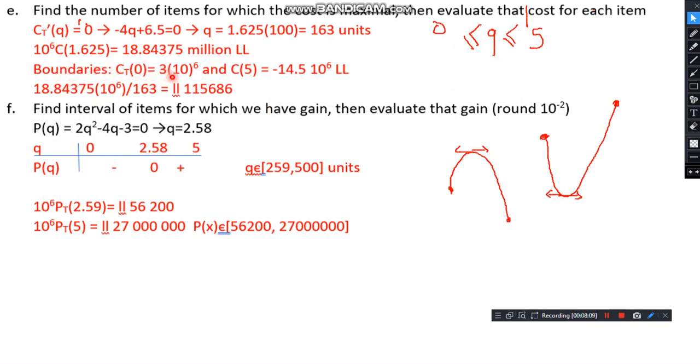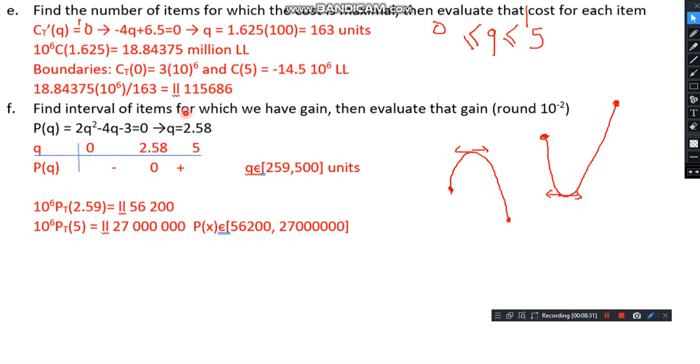Now I do the boundaries, setting the boundaries between 0 and 5. I do C of 0, it's 3 million. C of 5 is a loss, minus 14 million. So the maximum certainly is 18.84375 million, and this is for 163 units. And the maximum loss I have is at 500 units, which is minus 14.5 million Lebanese lira.